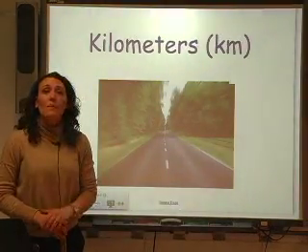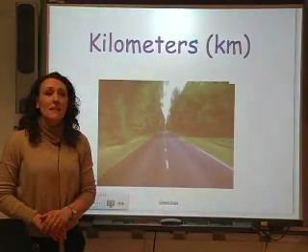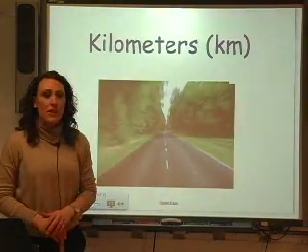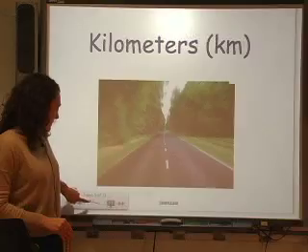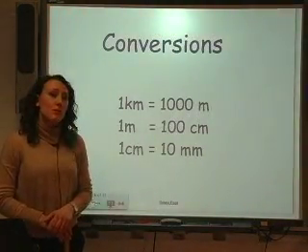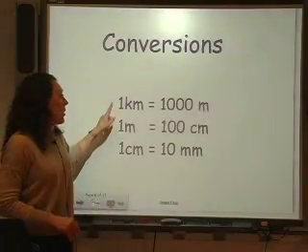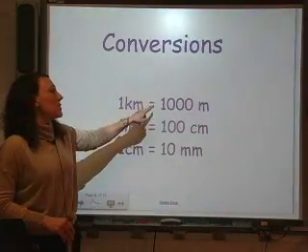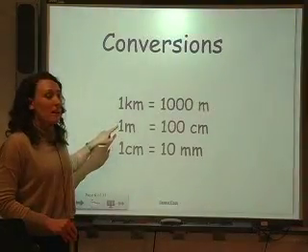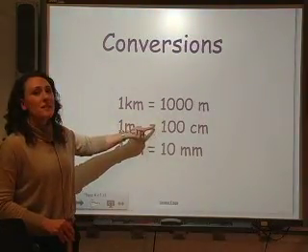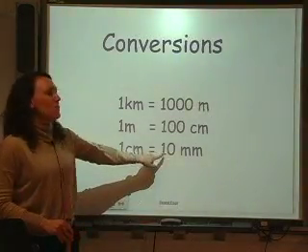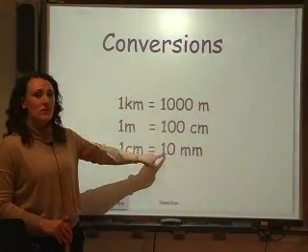Now, the great thing about the metric system is that it's easy to convert or change from one unit of measure to another. You need to write this down. These are 3 conversions that we're going to use when studying motion. 1 kilometer is equal to 1,000 meters. 1 meter is equal to 100 centimeters. And 1 centimeter is equal to 10 millimeters.